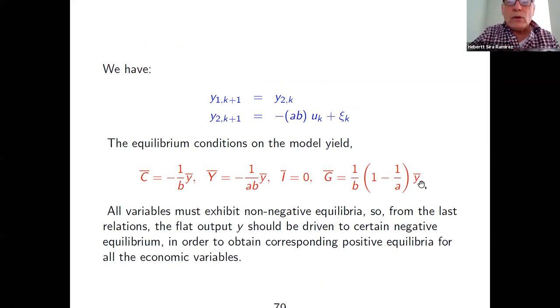Therefore, you have a view of where you want to drive your system, what you want to do with your system. You want to keep it in a certain equilibrium. Then all these relations will give you a nice initial and final condition for the variables and also for the flat output. And from that initial and final equilibrium, you can plan your trajectory in order to achieve a trajectory tracking that will lead you to the desired equilibrium value of the economic variables.